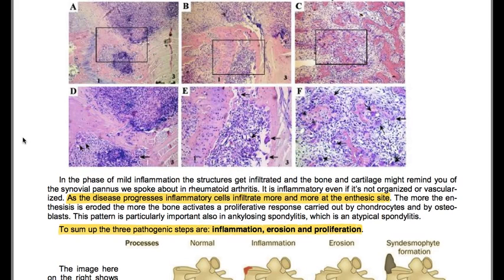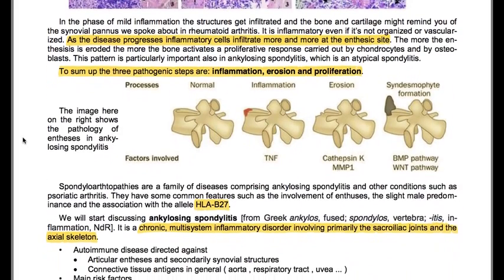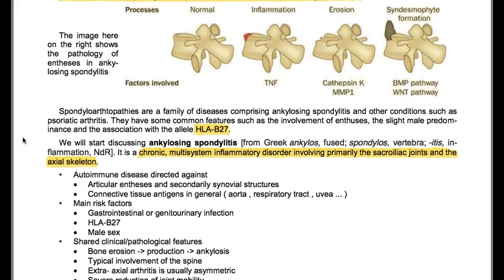This pattern is particularly important also in ankylosing spondylitis, which is a typical spondylitis. To sum up, the three pathogenic steps are inflammation, erosion, and proliferation. The image here on the right shows the pathology of enthesis in ankylosing spondylitis. Normal, inflammation with TNF, erosion by cathepsin K and matrix metalloproteinase 1, and syndesmophyte formation with BMP pathway and Wnt pathway.